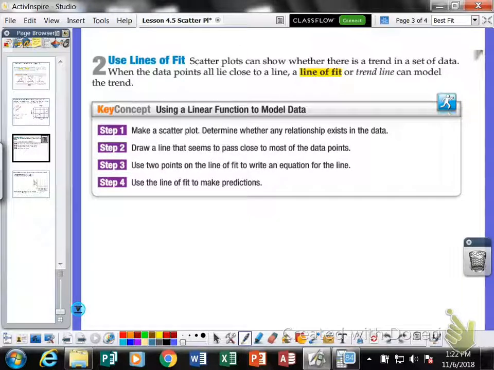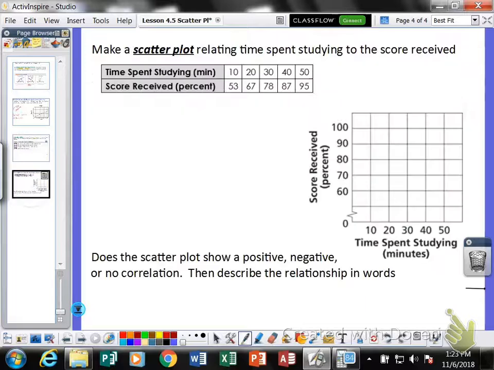Use lines of fit. Scatter plots can show whether the data has a trend. When the data points lie close to a line, a line of fit or trend line can model the trend. So we make a scatter plot. We determine if there's any relationship first of all. If there is, we draw a line that seems to pass close to most of the data points. Use 2 points on the line of fit to write an equation for that line. Use the line of fit to make predictions. So that's what we're going to do here.